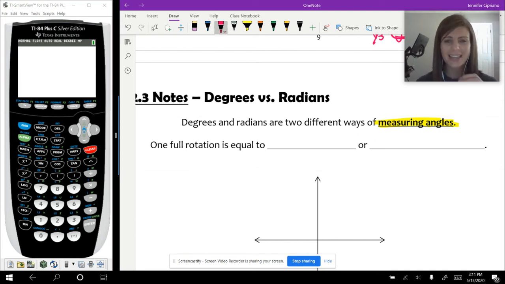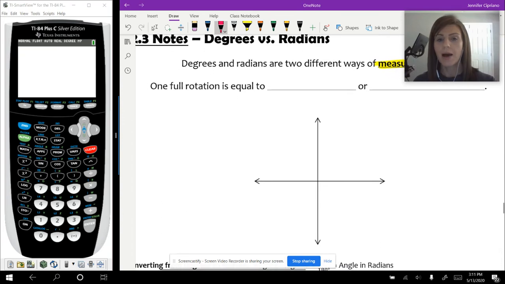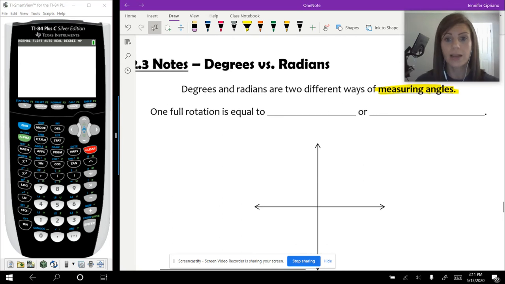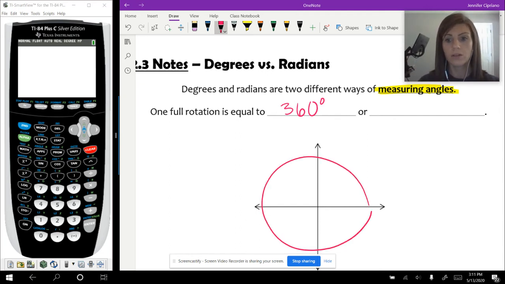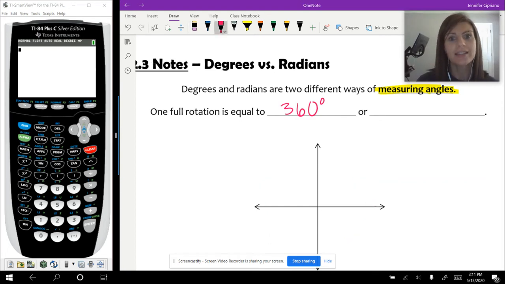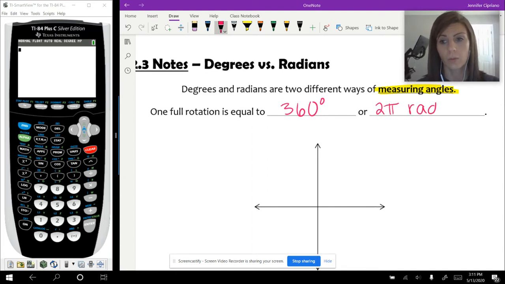So the key to degrees and radians is understanding one full rotation. Think about if you spun around in a circle, right? Then you would be rotating 360 degrees. So one complete rotation, one whole circle, has 360 degrees in it. If you rotate all the way around, you would have a 360 degree angle. In radians, that's equivalent to 2 pi radians.